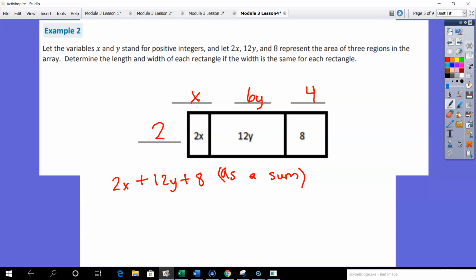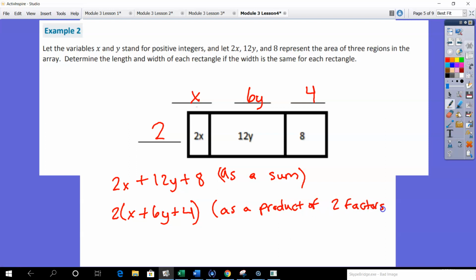Okay, and then as a product of 2 factors, 2 times, so this is on the outside, the parentheses, 2 times x plus 6y plus 4, that is as a product of 2 factors. Okay, so that will be helpful when you are going to do your homework.